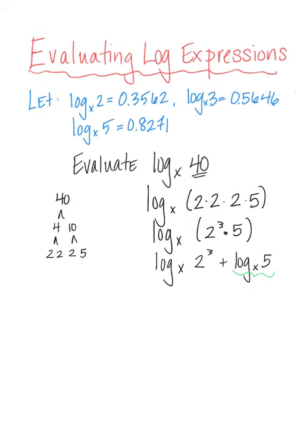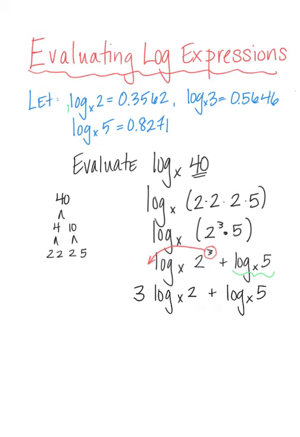When I look at this now, this one's good to go. I have a definition for log base x of 5. I also have a definition for log base x of 2, but this 3 up here is kind of confusing me. So instead of keeping that as an exponent, I'm going to move it in front as a coefficient. I'm going to rewrite this now as 3 times log base x of 2, because exponents and coefficients are interchangeable, and add that to log base x of 5. Now I'm ready to make some substitutions.